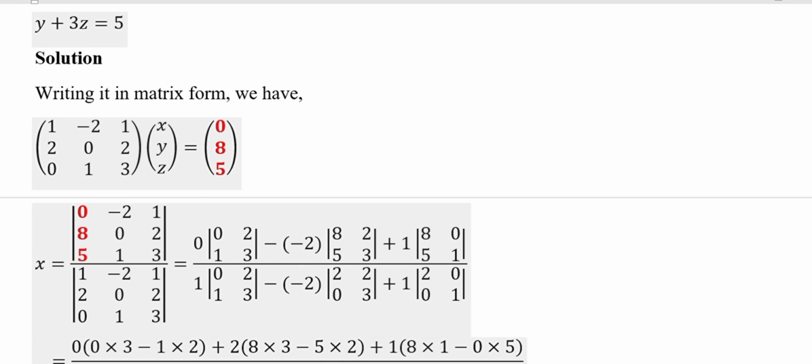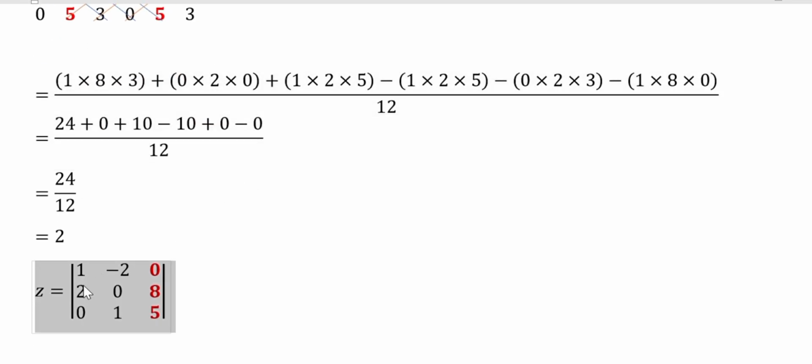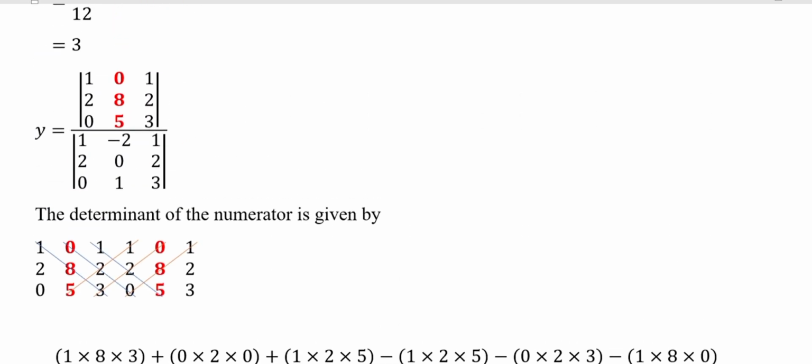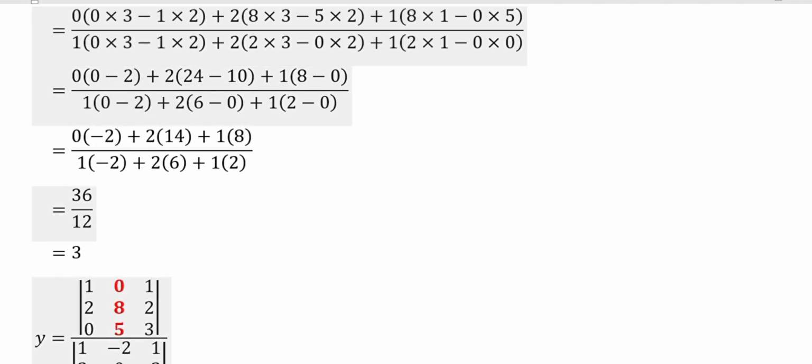So it will look like z is equal to 1, 2, 0, negative 2, 0, 1, and you realize these elements, which represent the coefficients of z, have been replaced by the elements which are in the quotient matrix. Then when you do that, you divide by the determinant for this matrix. So you divide by that.